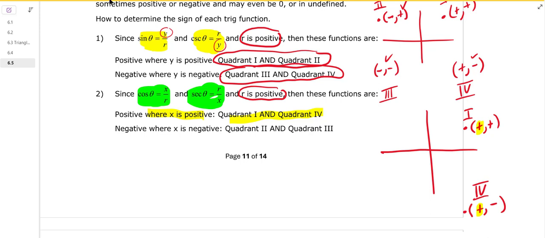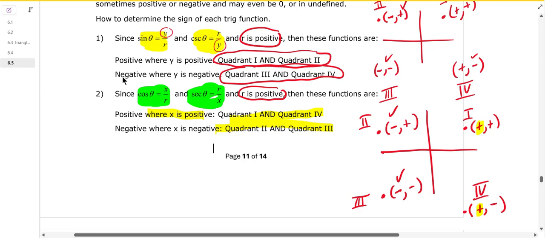Then if you want to figure out where it's negative, well, you've got quadrant 2. You would have a negative x and a positive y, so you're going to have a negative cosine and secant. And then if you're in quadrant 3, you're going to have a negative x and a negative y, so you're also going to have a negative cosine and a negative secant. So I look at this diagram and I just think, okay, cosine is all about x. X is positive to the right. X is negative to the left. That's how I quickly figure out in my mind how these signs go. There are other ways to learn this, but this is a good way to be able to reason this out.